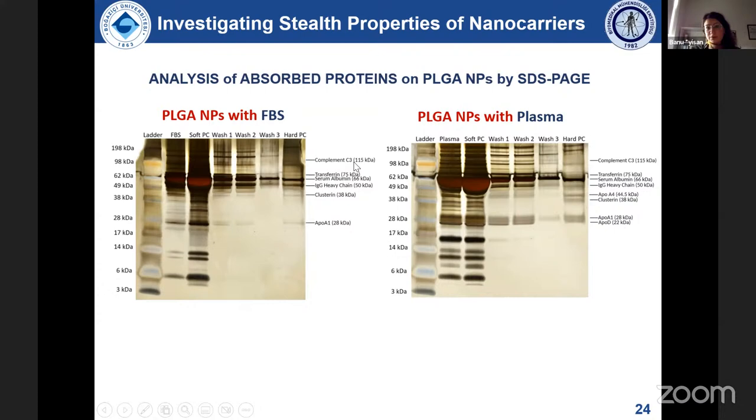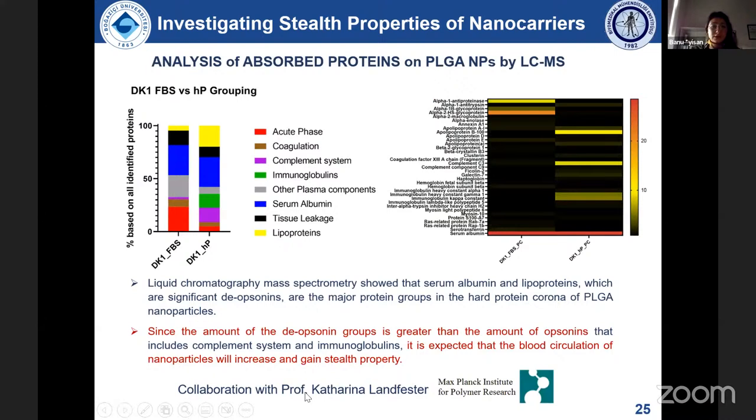We collaborate for this work with the Max Planck Institute, the Katharina Landfester group, and some part of the work was done there; Damla was there for a couple of months. And here we also conducted mass spectrometry with them to understand the protein distribution on the surface of the nanocarriers more precisely. There are a lot of things here, you see. I will summarize to you only the take-home message, I would say.